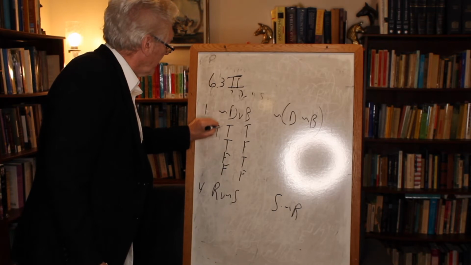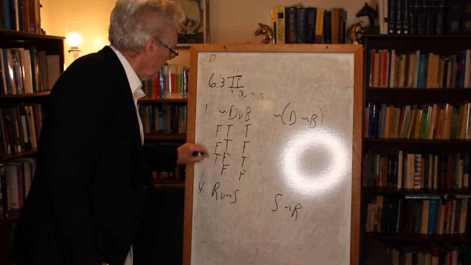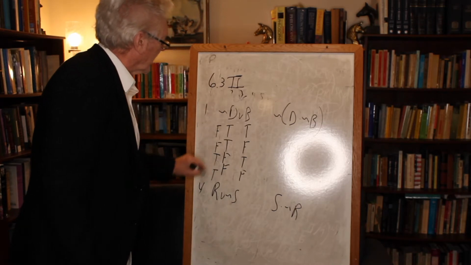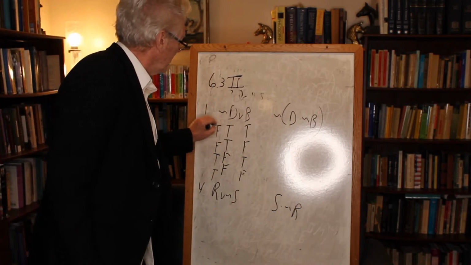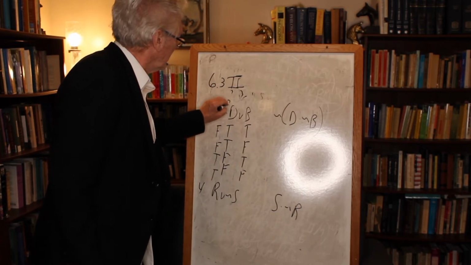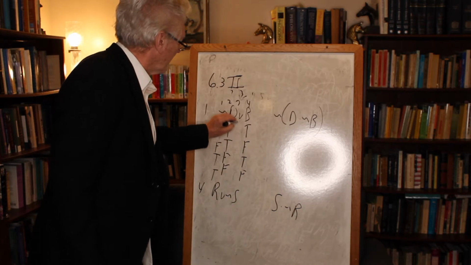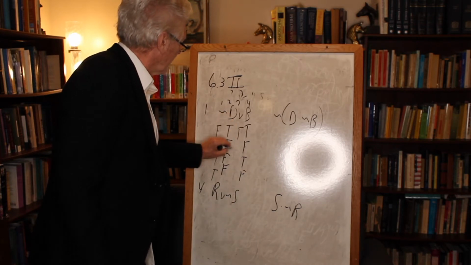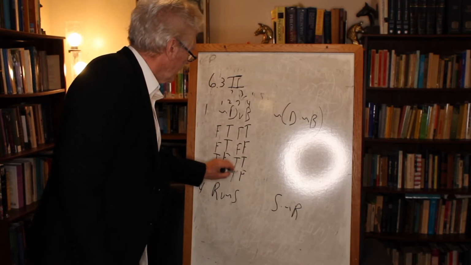Not true is false, not true is false, not false is true, not false is true. So I took care of the values under the negation sign. False or true, I'm going to use this column here, 1 and 4 to get 3. So false or true, it's a wedge, is true. False or false, false. True or true is true. True or false is true.